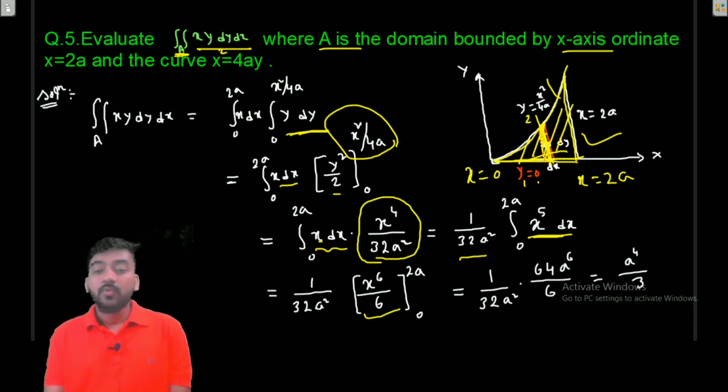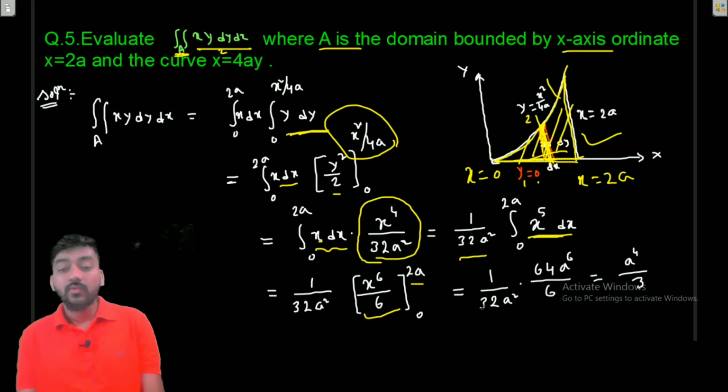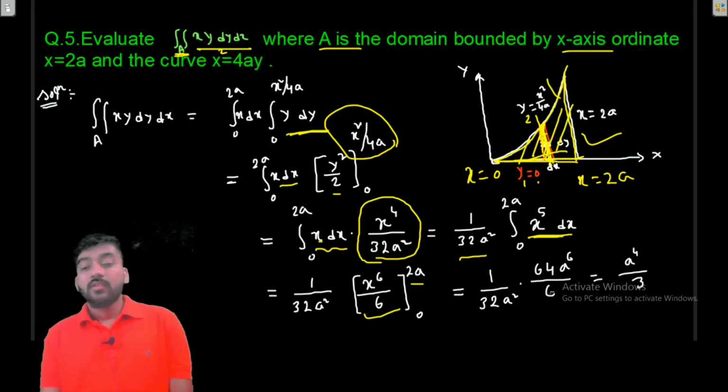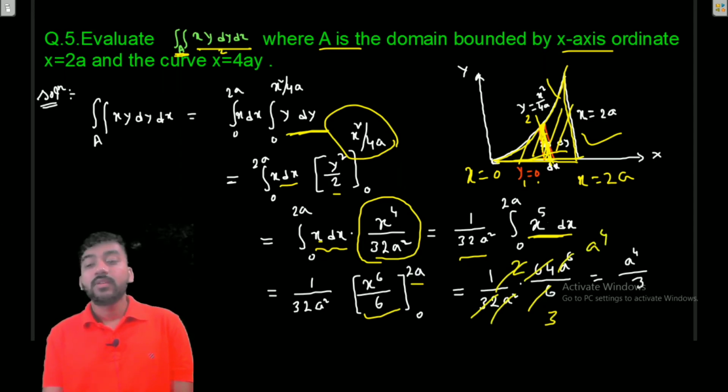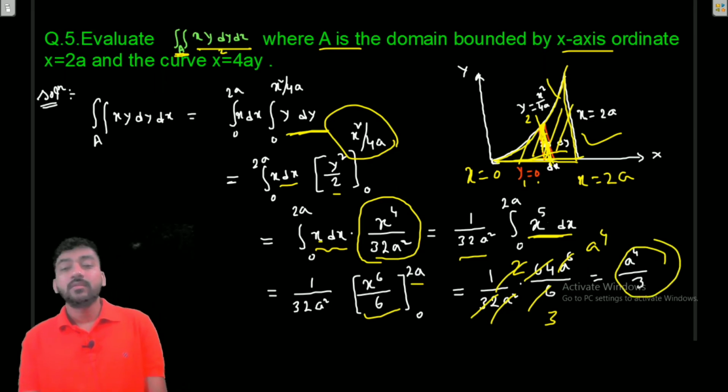Now if you put here 2a to the power 6, then it will be 64 a to the power 6, because 2 to the power 6 is nothing but 64, and a is here, so it will be a to the power 6 by 6, and here is 1 by 32 a square. So 6 you can say is 32, and 64 will be 2, and 2 and 6 will be 3, and this a square and a to the power 6 will be a to the power 4, so it will be a to the power 4 by 3. Okay, so this is very easy, you can solve this double integration like this.